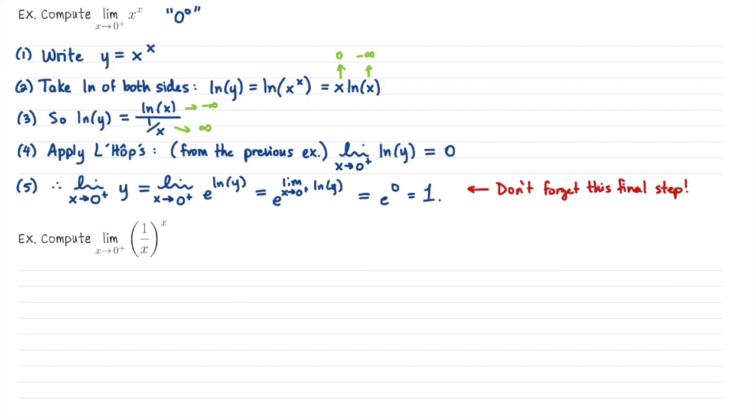Okay, at this point, I would like for you to work out the next example on your own. So go ahead and pause and see if you can work through the next example. And then when you're ready, come back and we'll do it together.